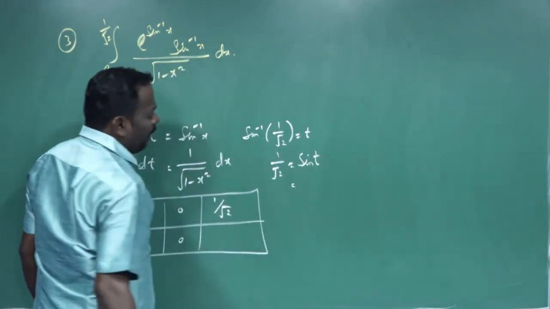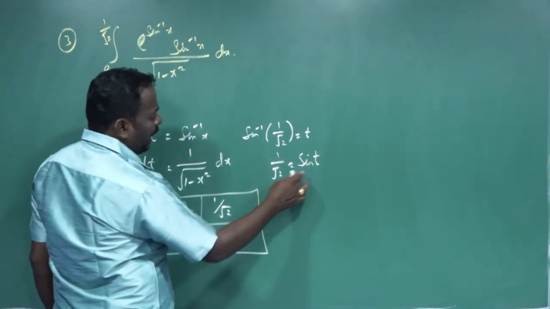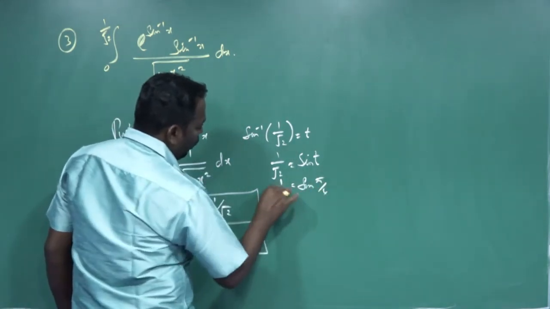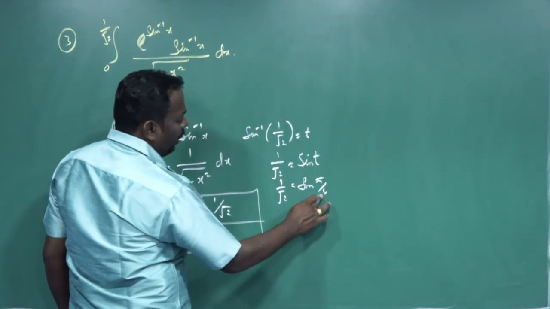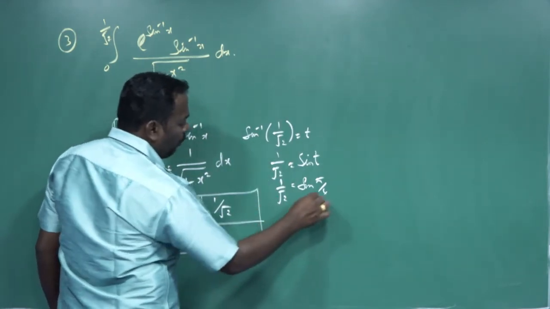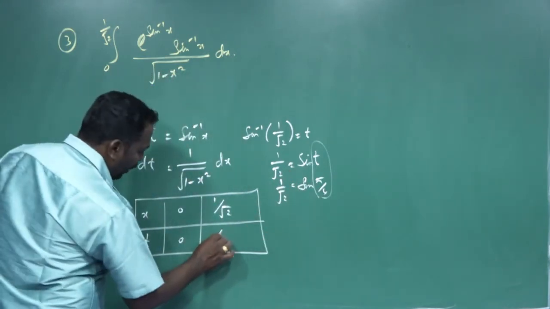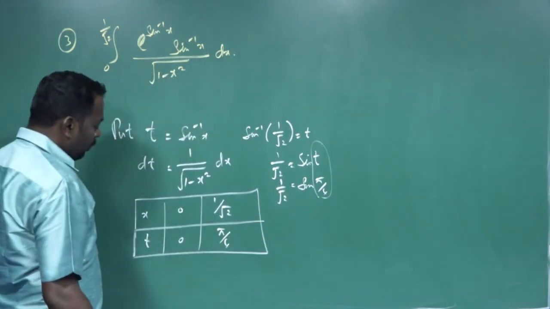Now what is the value of t? Sin of what gives 1 by root 2? Sin 45 degree, that is sin pi by 4, is equal to 1 by root 2. Therefore t equals pi by 4.